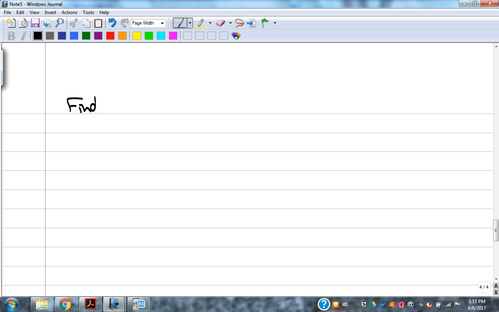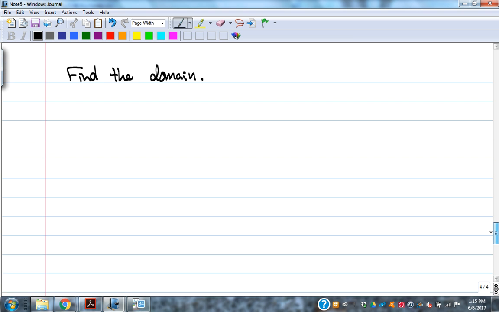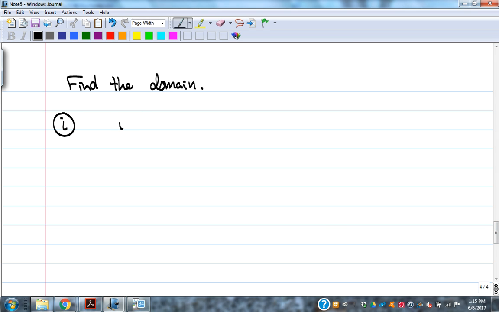So find the domain. Okay, so what letter are we on? I. Y equals X plus 4. Okay. Are there any red flags in that problem? No, there's no fraction, so there can't be an X in the denominator. There's no square root, so there can't be an X inside of a square root. So there are no red flags. So that means my domain is X, all real numbers.